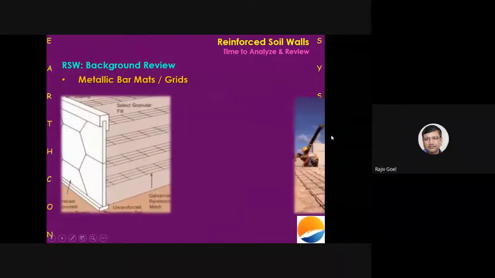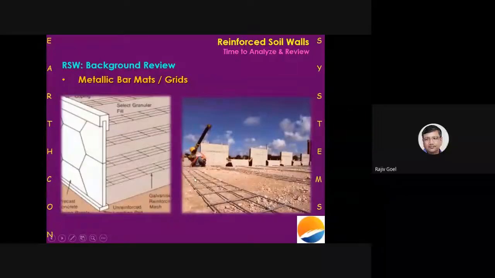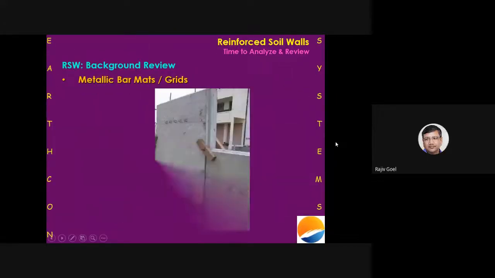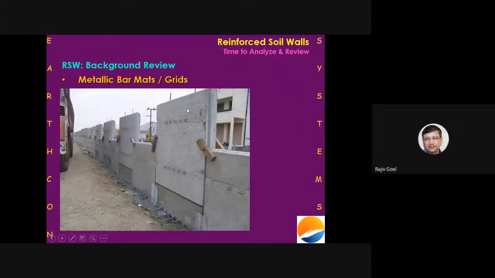Metallic bar mats are basically mats constructed out of reinforcing bars. We have the longitudinal bars and we have the cross bars, which are spot welded at all locations. And finally, this entire mat is galvanized before it is used as reinforcing element in reinforced soil walls. I'll show you some pictures as to how this is connected to the fascia panel.